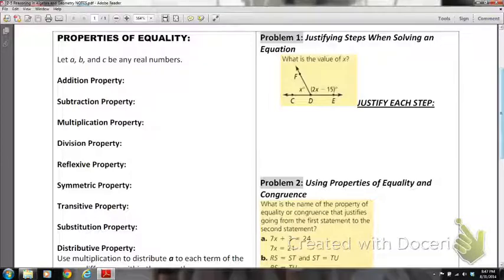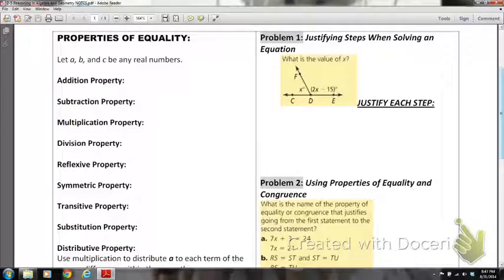So let's look at some of the properties of equality that you learned in algebra. So the first thing we're going to do is just take any three real numbers. We're going to take three variables, A, B, and C, and they can represent any real numbers. So let's look at the properties from algebra that we can state about these three real numbers.